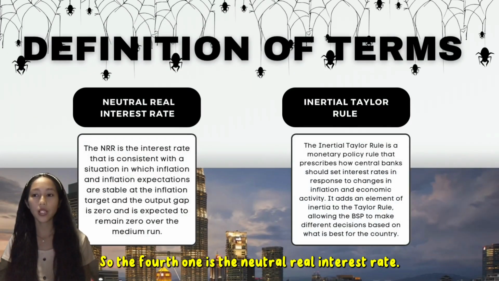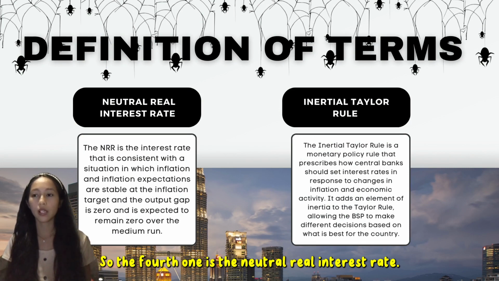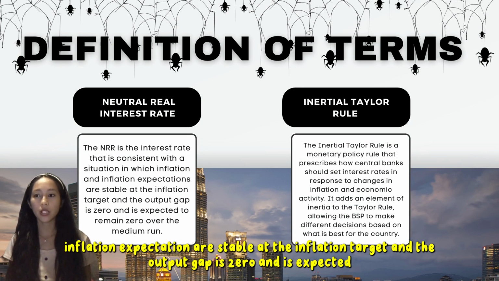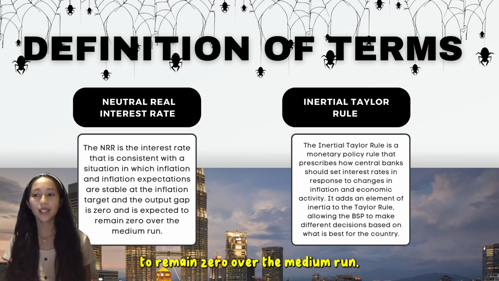So the fourth one is the neutral real interest rate. So the NRR is the interest rate that is consistent with the situation in which inflation and inflation expectation are stable at the inflation target and the output gap is zero and is expected to remain zero over the medium run. And the last one is the inertial Taylor rule.